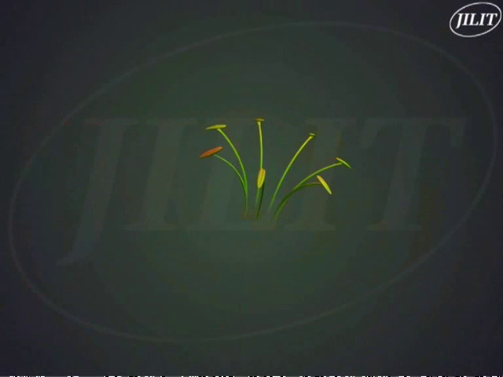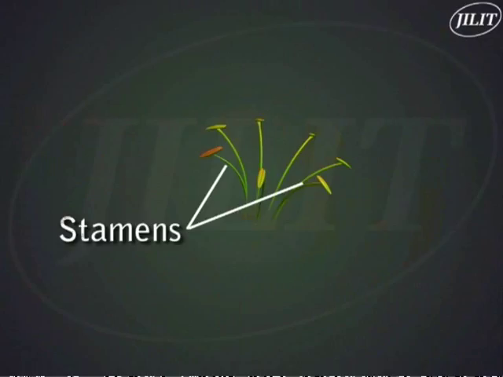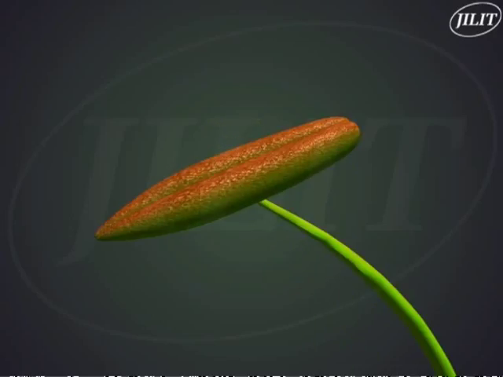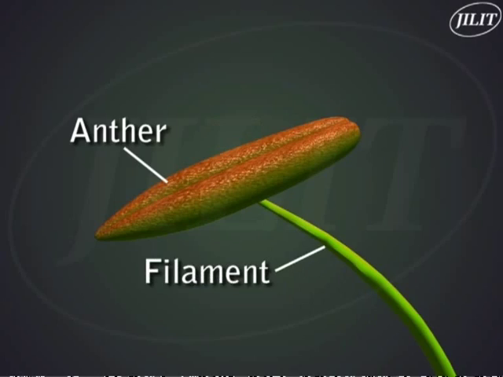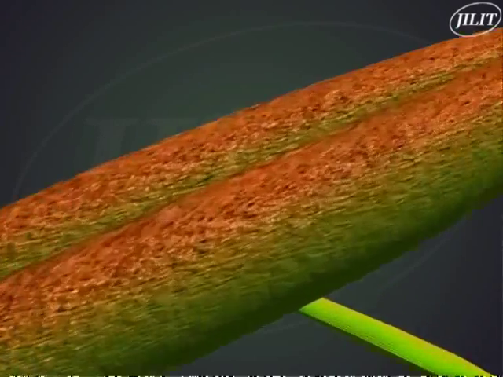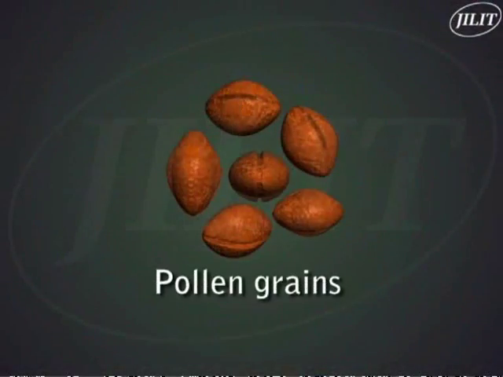The male reproductive part of a flower is the stamens. Most of the time they are numerous in a flower, but most flowers have 3, 4 or 5 stamens. Each stamen consists of 2 parts, anther and filament. The anther produces the pollen grains, which in turn produce the male gametes.